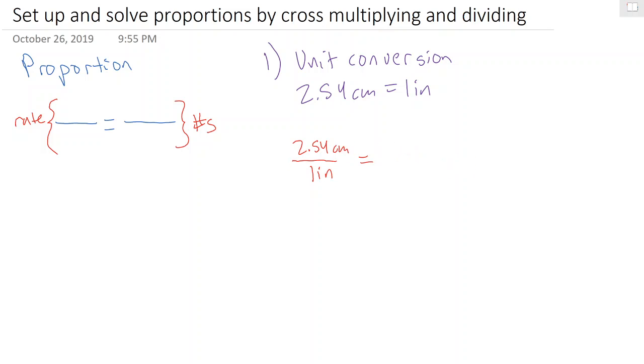And let's actually make this into a question. So let's say we want to convert 100 centimeters into inches. Then the numbers in our question are 100 centimeters and some unknown number of inches.